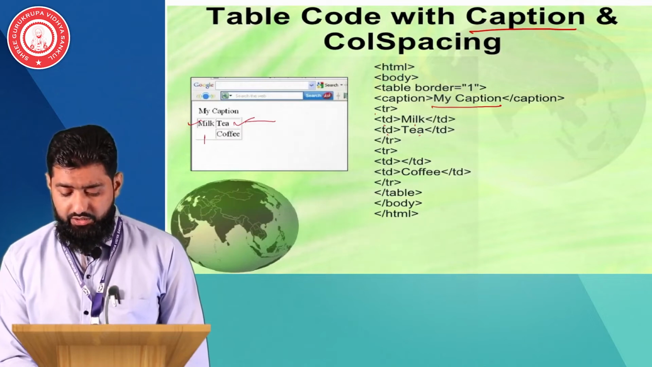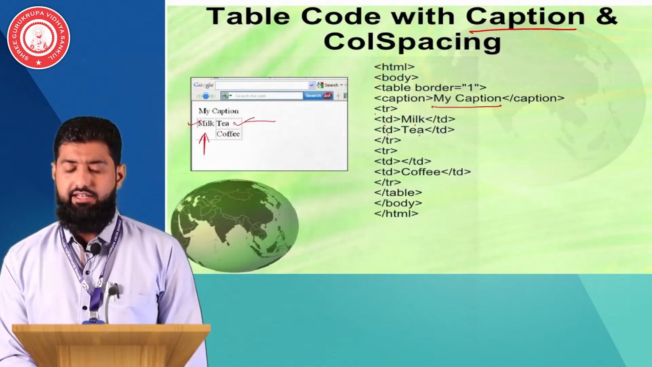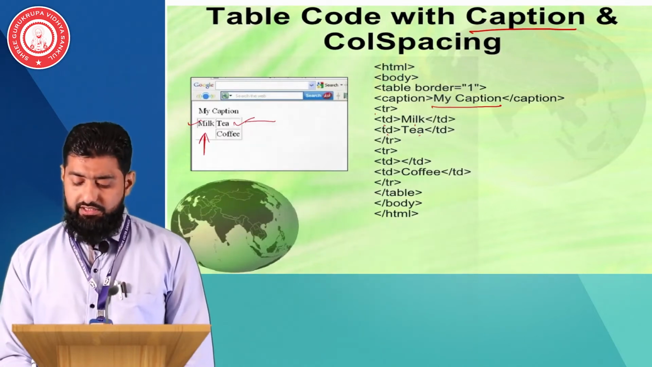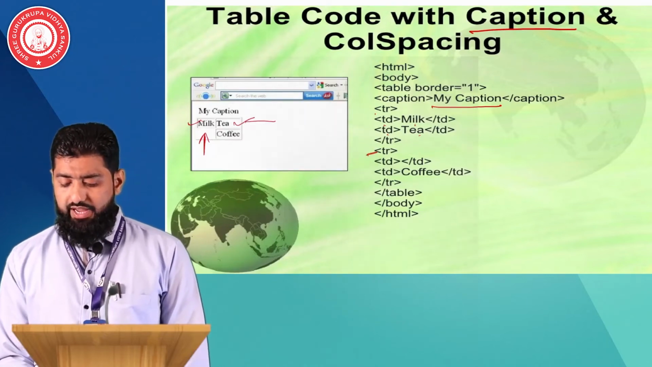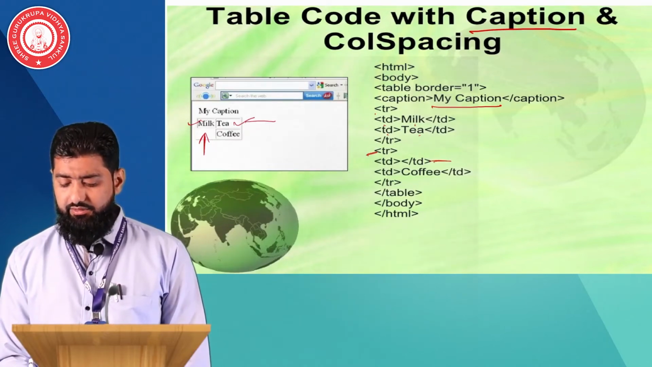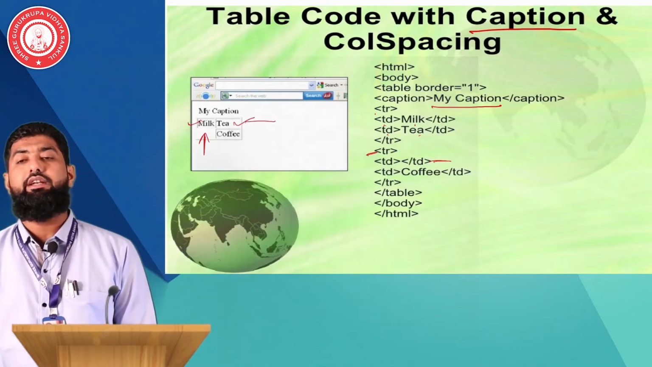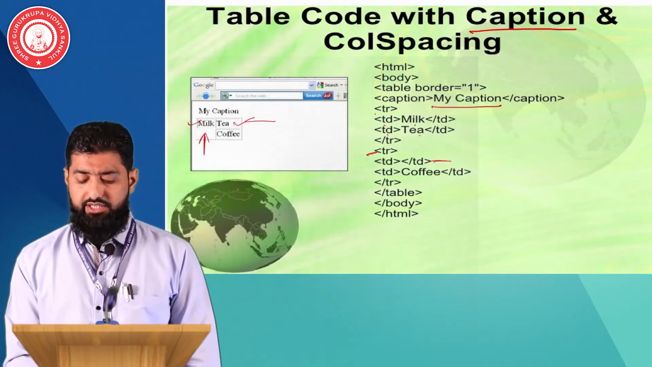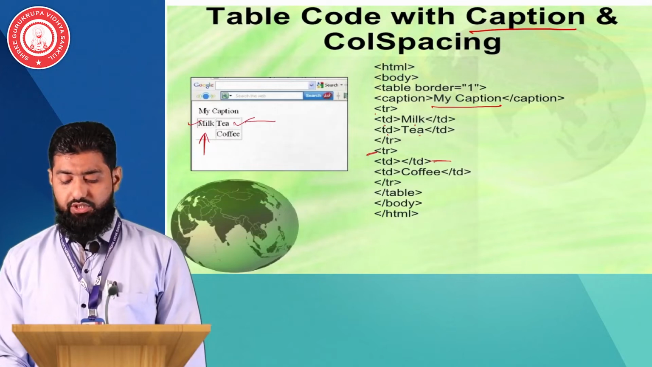But here you can see a blank cell. What does it mean? In the second row we have written nothing in between TD open and TD close. That's why it's showing nothing just below the milk.